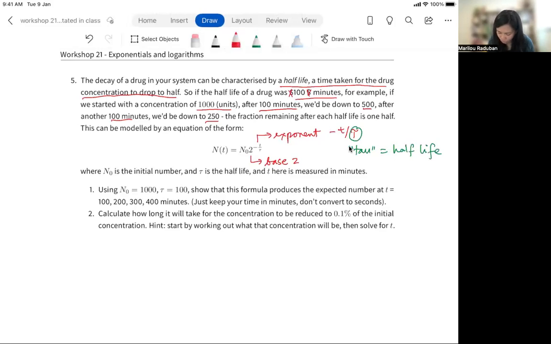N0 is the initial or original number at the beginning of the event. So N0 is equal to 1000, and tau is the half-life. Initially you have a concentration of 1000 units, and the half-life is 100 minutes. This formula produces the expected number at 100 minutes, 200 minutes, 300 minutes, and 400 minutes.